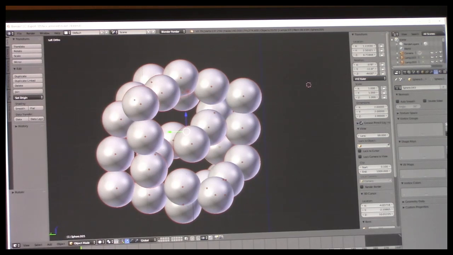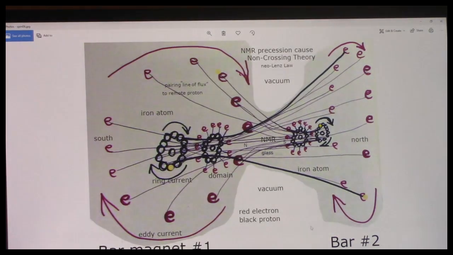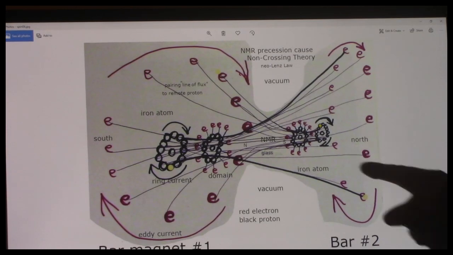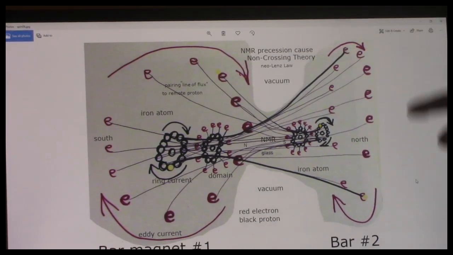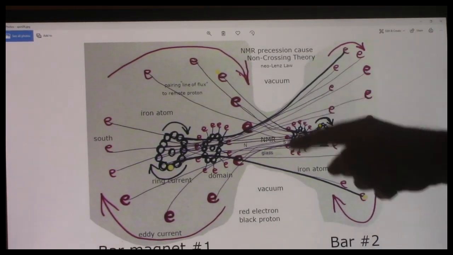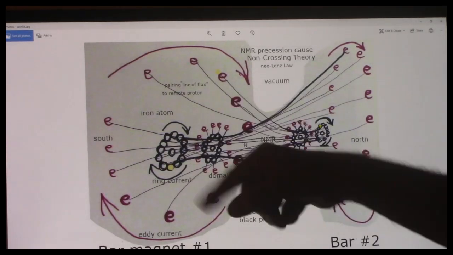nuclei are going to be discussed in terms of the NMR, nuclear magnetic resonance, and the precession is caused by something I propose as the non-crossing theory. Here it's really replacing the old Lenz law. And now here on the left, you see there's a bar magnet number 1, and on the right there's a bar magnet number 2. I'm just taking one atom on the right here and another atom on the left here.